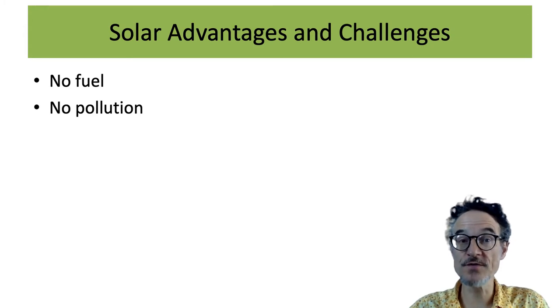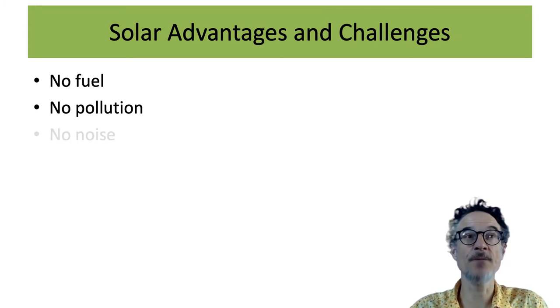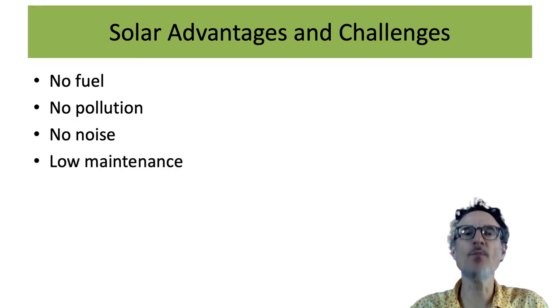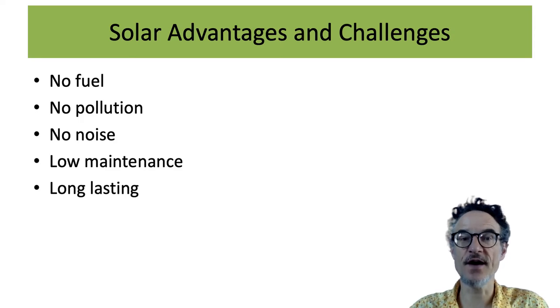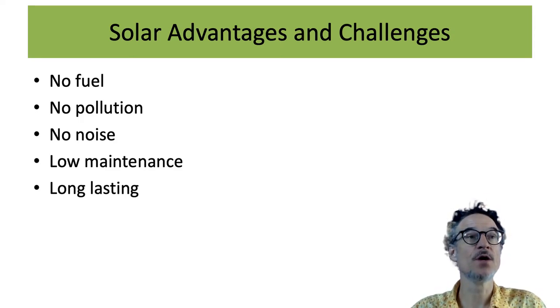There's no pollution from solar panels once they are running. They don't make any noise. There's very low maintenance. You just leave them, the sun shines and they produce electricity. And they last at least 25 years, probably 50 years, and they will still be producing electricity.